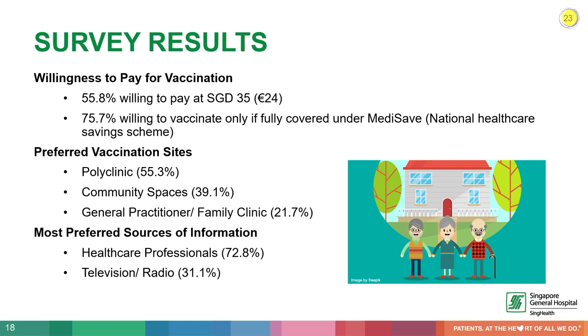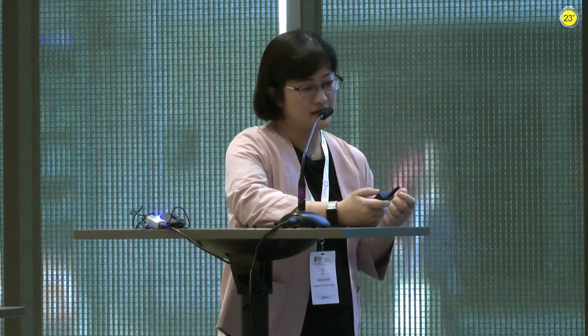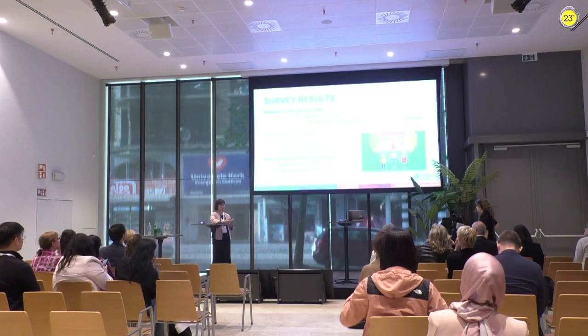More than 55% are willing to pay up to $24, and 75.7% are willing to get vaccinated if it is covered by national health savings subsidies. The preferred vaccination sites are mainly polyclinics, our primary care facilities, community spaces if there are vaccine drives, and also their GPs or family clinics. The most preferred source of information, again, is healthcare professionals, but some also receive information from the media.